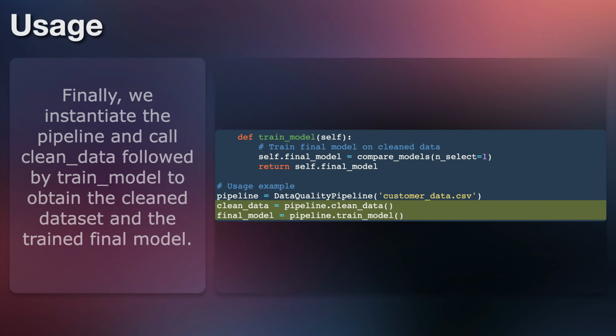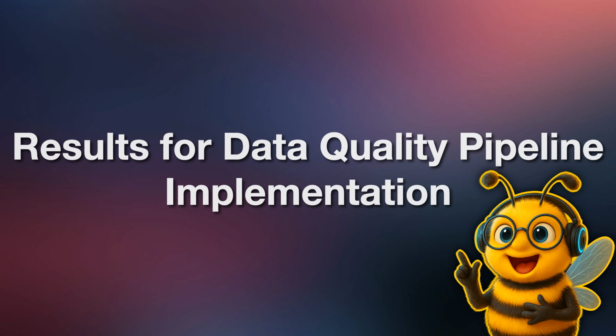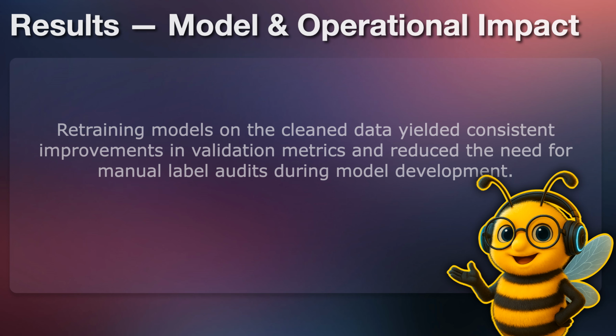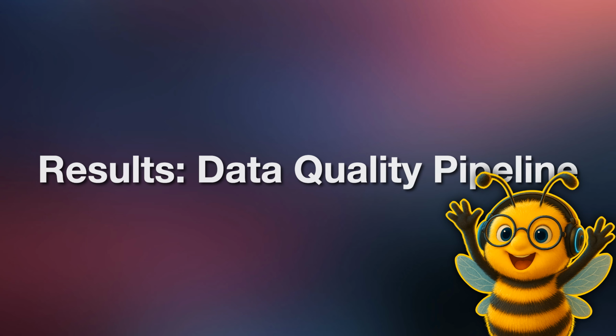Now we present the key results from applying the CleanLab plus PyCaret data quality pipeline. The pipeline identified label issues and produced a cleaned dataset by removing or correcting problematic examples. Retraining models on the clean data yielded consistent improvements in validation metrics and reduced the need for manual label audits during model development. Let's look at the performance impact of the automated data quality pipeline.